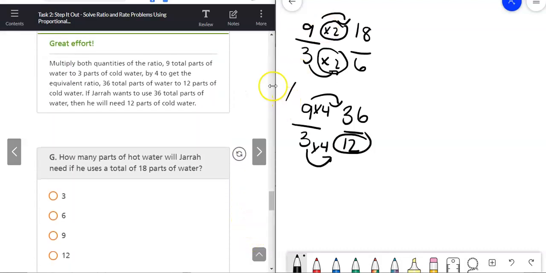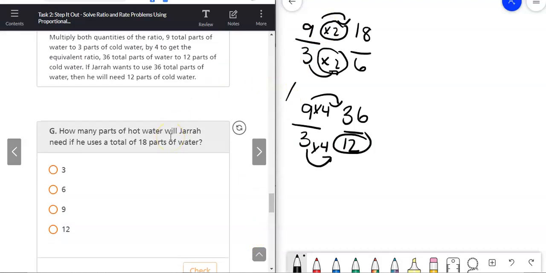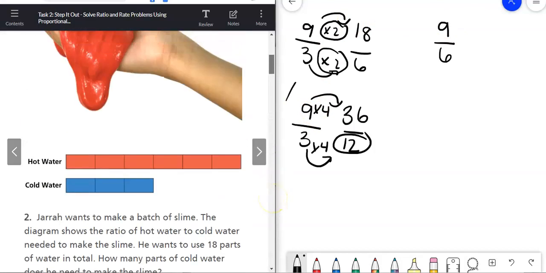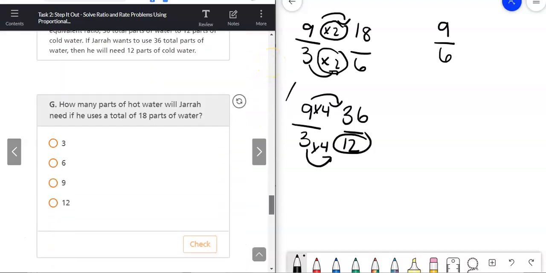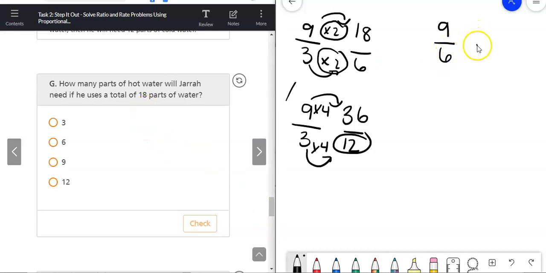Okay, this next one actually asks for hot water instead of cold water. So instead of 9 over 3, I'm going to take 9 over 6, because if you scroll all the way back up here at the top, you'll see that there are 6 boxes in the hot water. And we are changing it to 18. So 9 times 2 is 18. And then we're going to do the same thing on the bottom. 6 times 2 is 12.